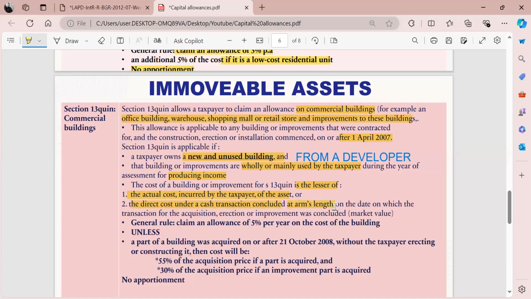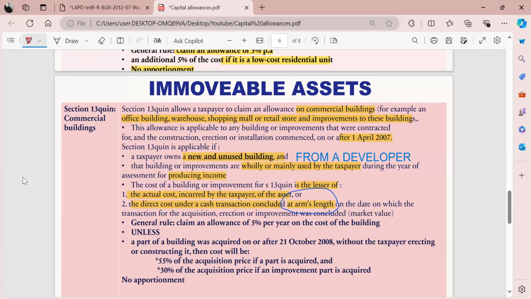So the principle of arm's length still applies in all of these transactions, actually, not only Section 13 quin. If you don't know what arm's length means, please go and look up the definition of arm's length, because this is going to be very important when you are dealing with transactions between connected persons. So that's your homework. Go look up the definition of connected persons. Go look up the definition of arm's length.